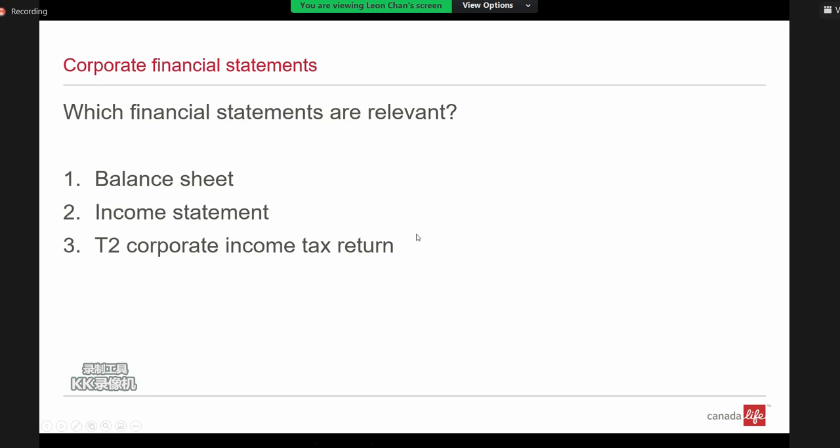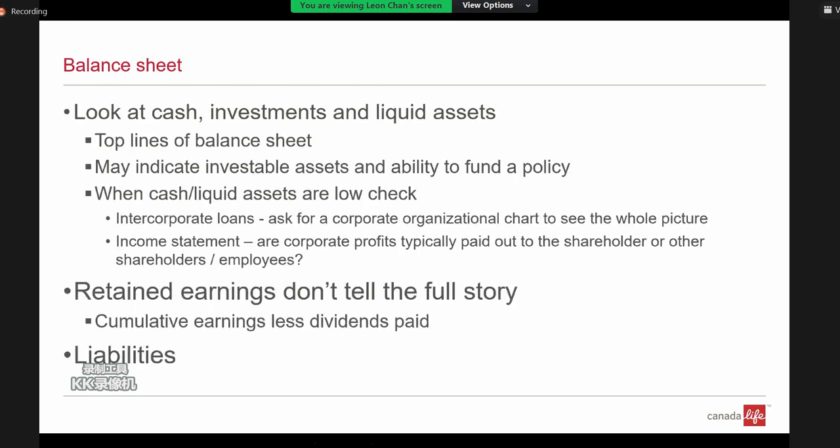So, corporate financial statements. Now, which financial statements are relevant in documentation gathering? I'd probably say there's a few: balance sheet, income statement, and T2 corporate income tax return. On the balance sheet, a lot of times I find that a lot of individuals focus on the retained earnings, and the retained earnings don't actually tell us the full story there, right? In most cases, what that number provides us with is a cumulative understanding of, throughout the years that the corporation existed, the cumulative earnings less dividends paid out of the corporation, right?